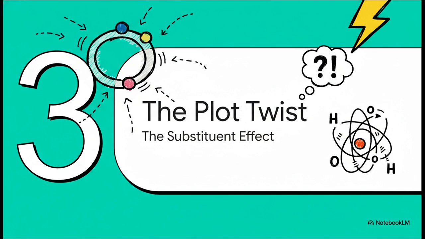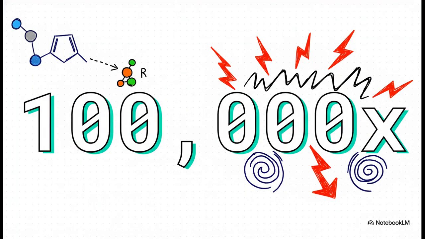Okay, but this is where the story gets really interesting. That was the simple version. What happens if our exclusive club already has a special member attached to it before the story even begins? Well, it turns out that one single member, a substituent, can change the entire narrative. And when I say change the narrative, I mean it can flip the whole script.